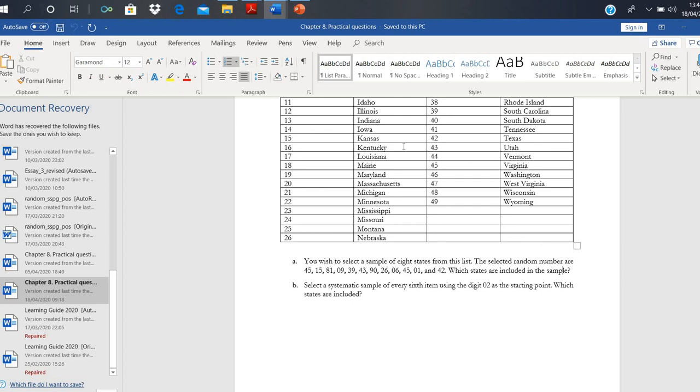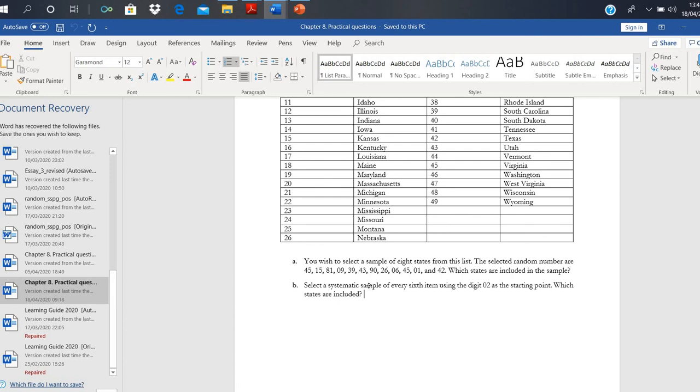So you are asked to select a sample of 8, and the random numbers that were selected are the following. Now construct a sample of 8, and they're asking which states will be included from this population. And the second question: select a systematic sample of every 6th item using the digit 02 as a starting point. Which states are included in your systematic sample?